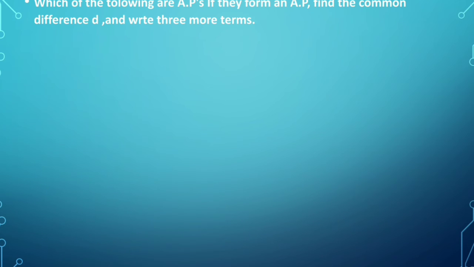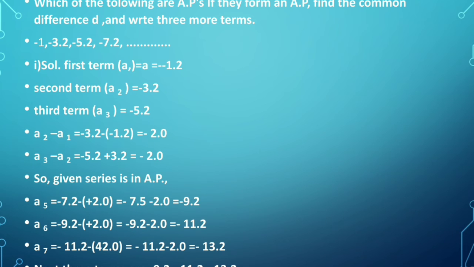Now, which of the following are APs? If they are AP, find the common difference D and write the next three terms. So now, minus 1.2, minus 3.2, minus 5.2, minus 7.2, and so on. So the first term A1 is equal to A is equal to minus 1.2. The second term A2 is equal to minus 3.2. The third term is minus 5.2.